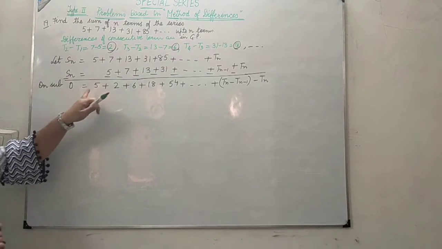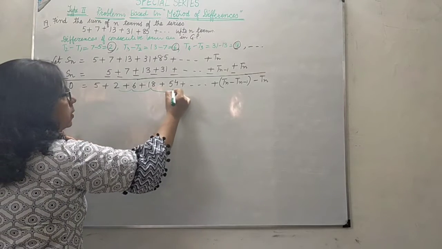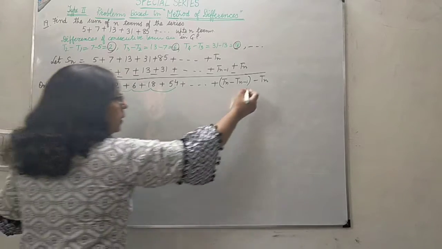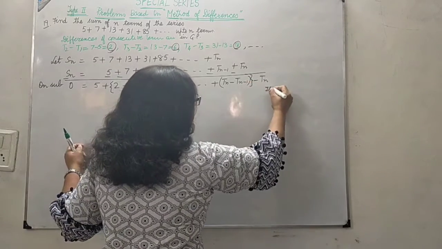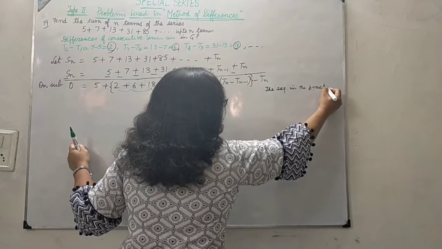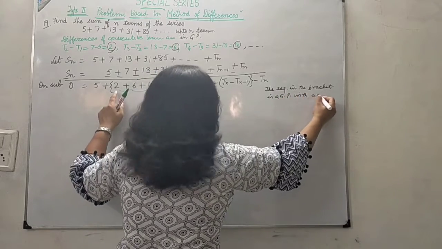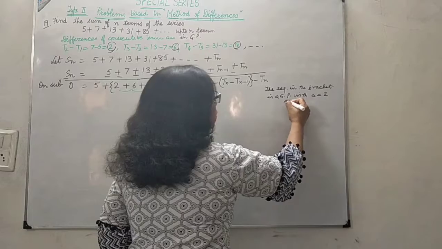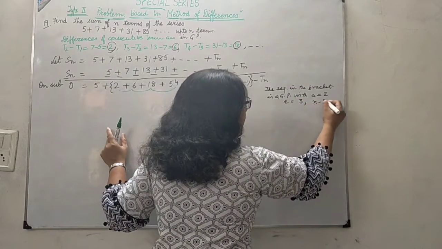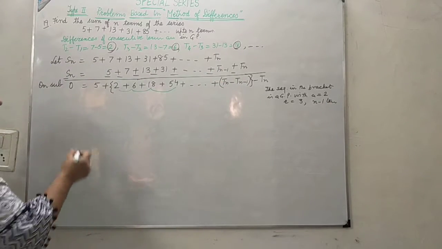Now you can see, apart from the first term, if I take all these terms, the differences are forming a GP. So I can keep this in a bracket, and the sequence in the bracket is a GP with first term 2 and common ratio 3, 6 by 2, 18 by 6. And how many terms? N minus 1 terms, because we have got n minus 1 differences of the terms.